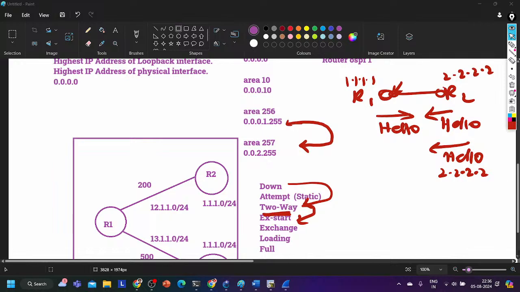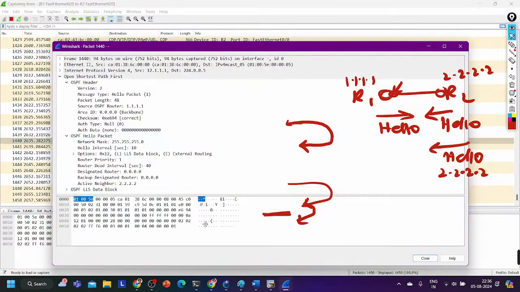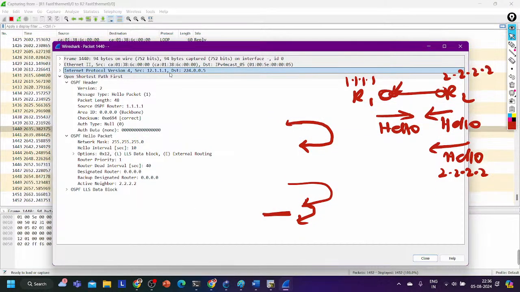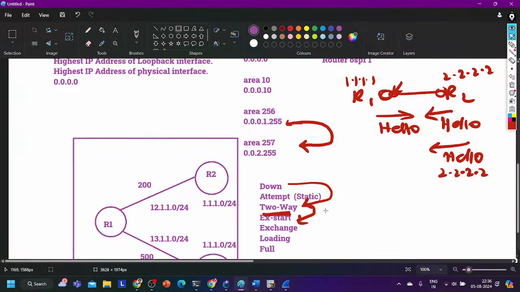Now if we have the capture, if you open any hello message, see, let me open any hello message. Who is sending this hello message? 12.1, right? Destination is the multicast address. And is there a neighbor IP address? Yes, active neighbor is 2.2.2.2. So router 1 is sending the neighbor ID of its neighbor, right? So once a router sees its own router ID in the hello message, the state will move from Two-way to ExStart.